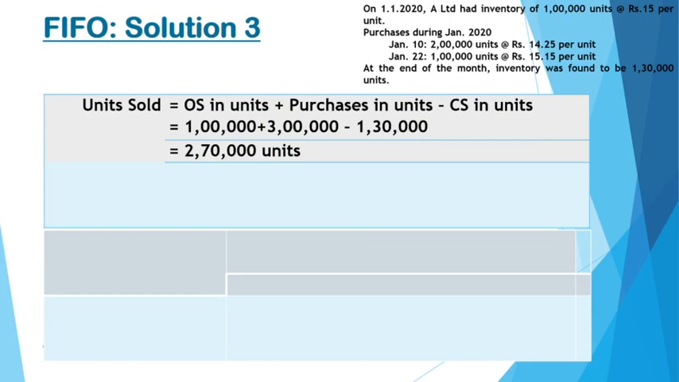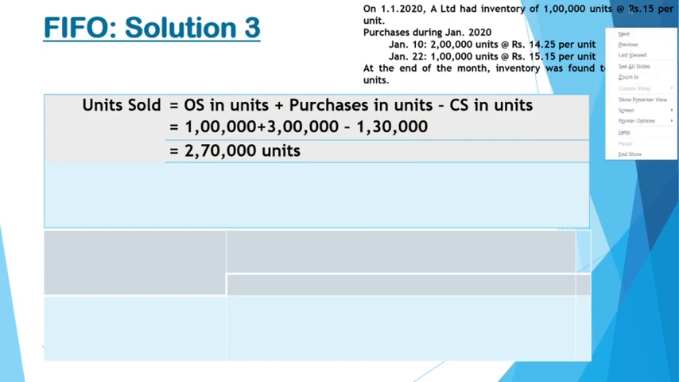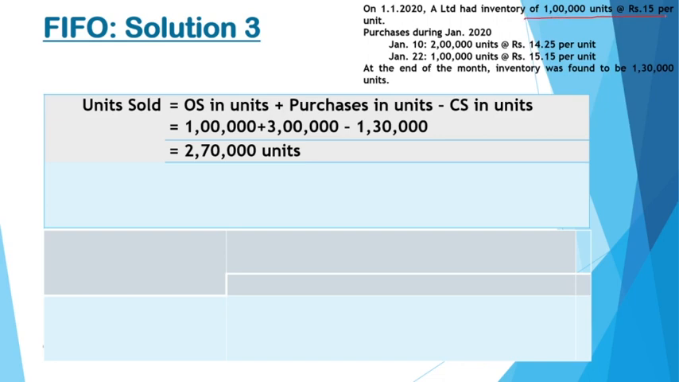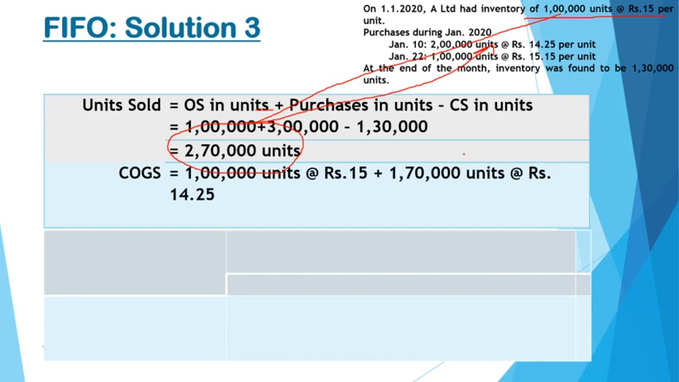So first of all you will be using your first lot, 1 lakh units, and then for the remaining, because your total sale is of 2,70,000 units, 1 lakh is the first lot, and then the remaining 1,70,000 units will be taken from the second lot, which is completely in conformity with the closing stock that we have determined. 30,000 units were left, so 1,70,000 were sold. You can directly apply this also rather than calculating units sold. So cost of goods sold is this much.